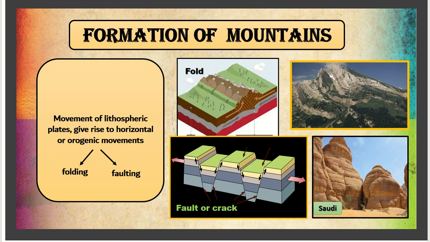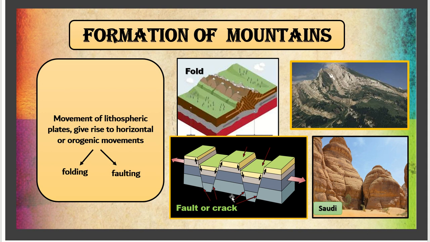So movement of lithospheric plates gives rise to horizontal or orogenic movements. So there are two types of movement. One is folding. You can experience this with your ID card or quilling papers. Okay, so now I have shown here an example of a fold mountain. This is how the fold mountains are formed. In detail, we will study about this.